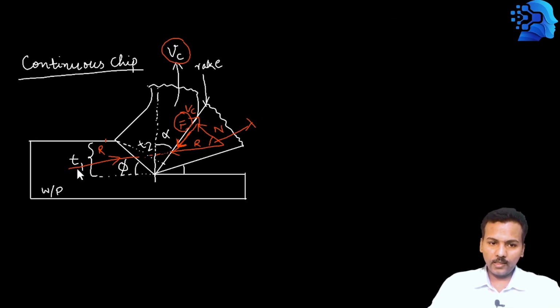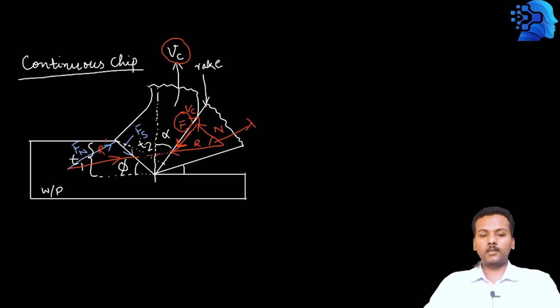Now consider again that a resultant force R dash is acting by the workpiece onto the chip. This again can be resolved into two components. One is normal to the shear plane, which can be written as Fn, and another force that is along the shear plane, and that will be known as the shear force Fs.